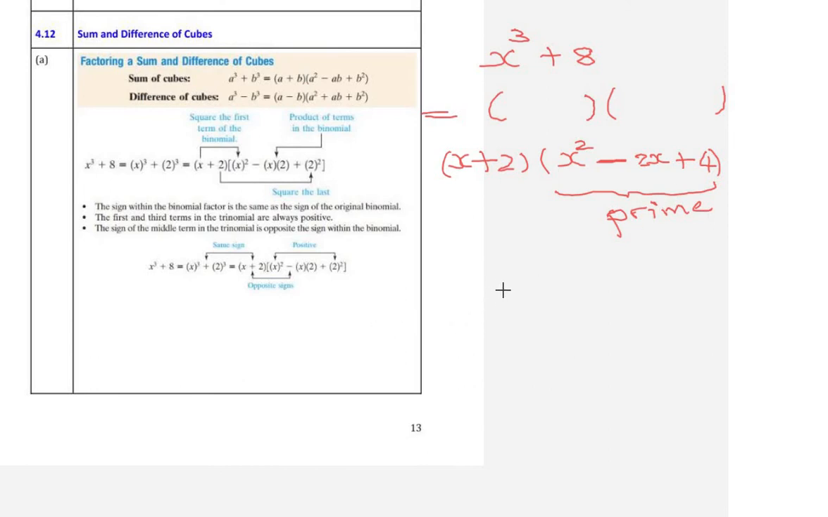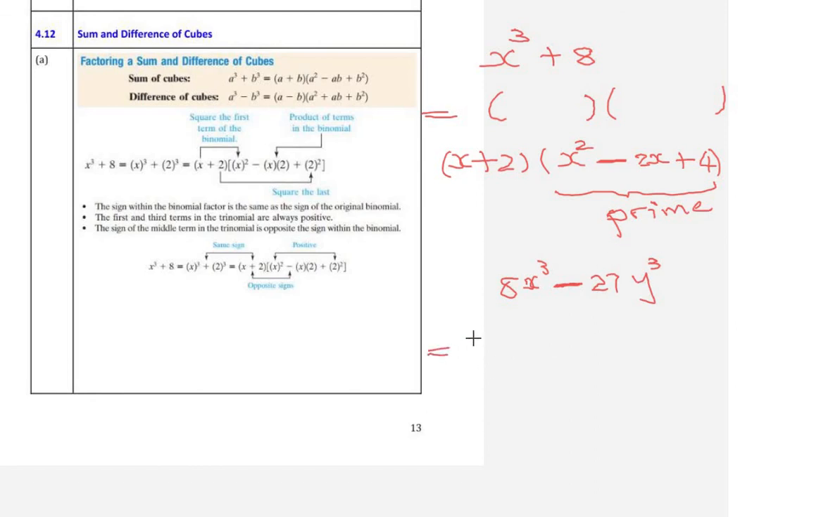So let's say we have 8x to the 3 minus 27y to the 3. Okay, so this is the difference of two terms. So I can think, is this the difference of squares? No, because I cannot get the square root. Okay, so is it maybe the difference of cubes? Yes, because I can get the cube root.